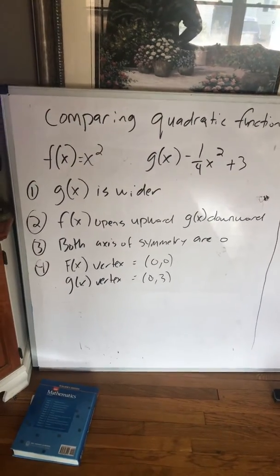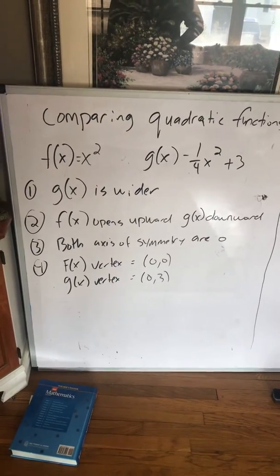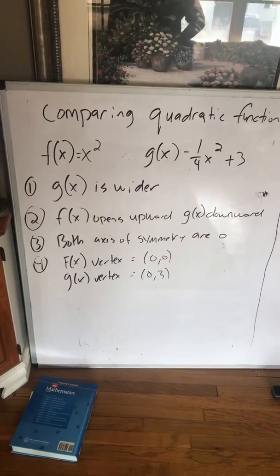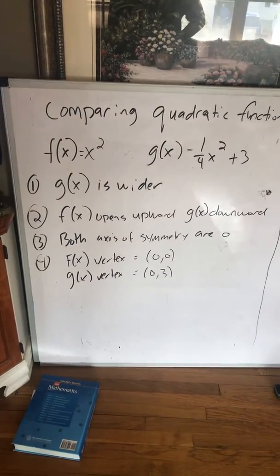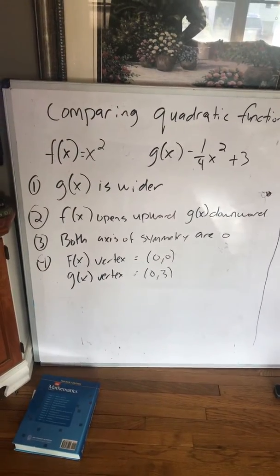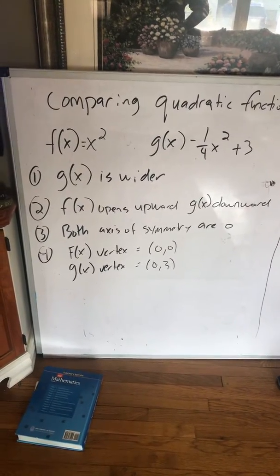I know because f of x has a positive a and g of x has a negative a, f of x opens upward, g of x opens downward. Neither one have a b, so both axes of symmetry are 0. Because there's different a's, my fourth one is I would find the vertex.